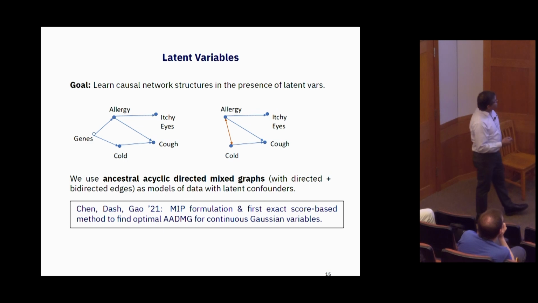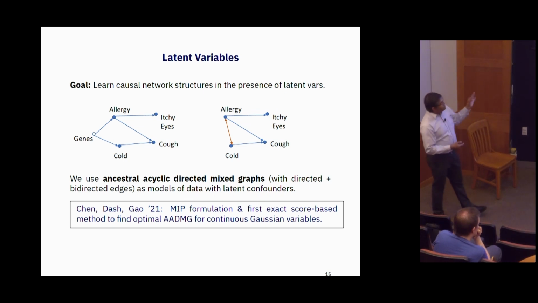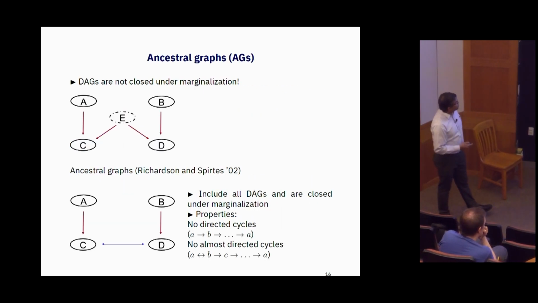And so what we looked at in our work is this class of graphs, learning them from data when you assume you have latent variables. And we gave the first mixed integer programming formulation, in the first exact score-based method to find optimal ADMG. So this was earlier work, but I'll just explain this a bit and then go on to the current work we're doing.